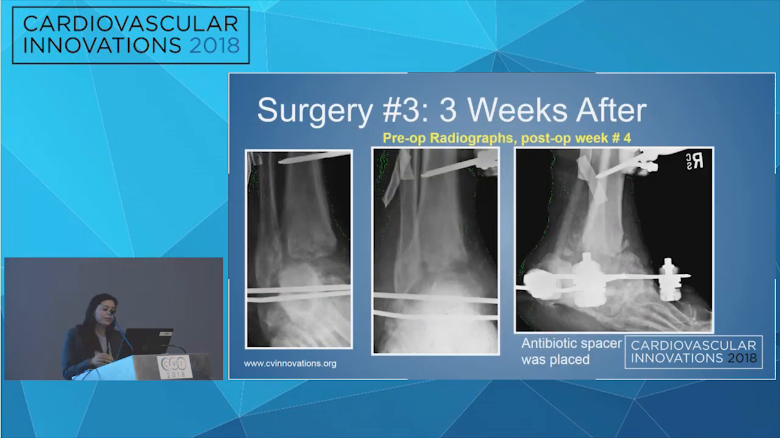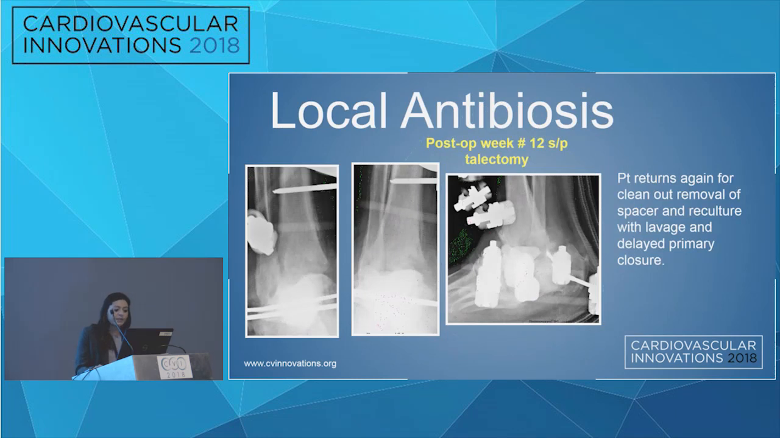So for surgery number 3, approximately 3 weeks later, the patient returned. At that time, he had had multiple washouts before, and at this time, an antibiotic spacer was placed. The patient returns again, status post 12 weeks from the initial talectomy, to have the spacer removed, and again delayed primary closure with a debridement and washout.